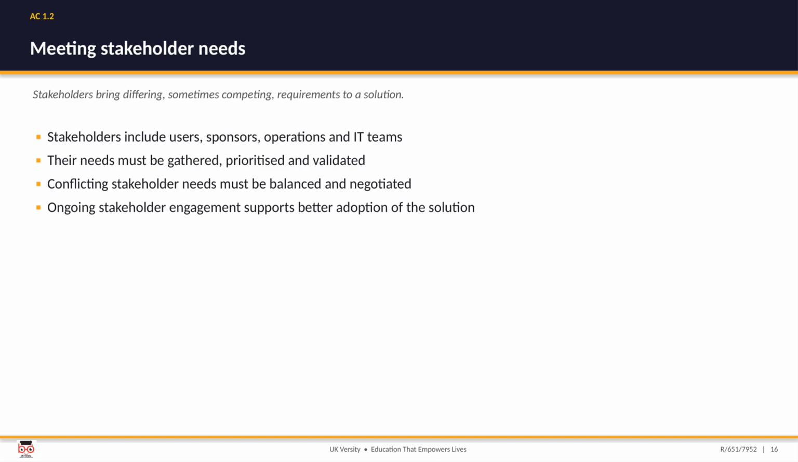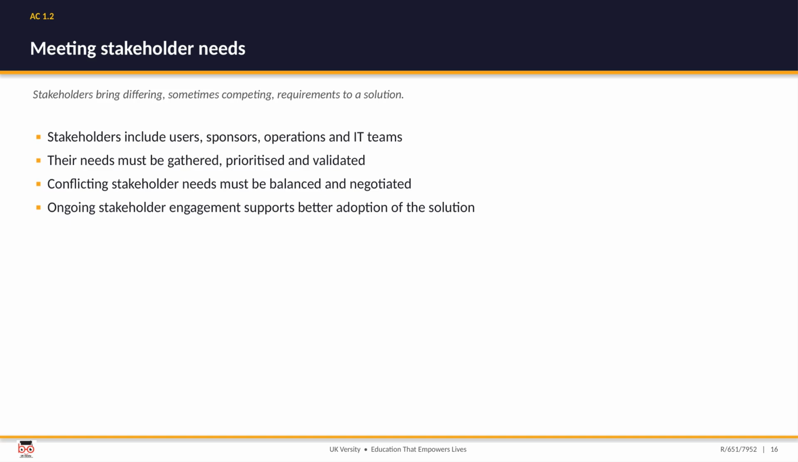Every solution has stakeholders, and they rarely want exactly the same things. Think of the users, the sponsors paying for it, the operations staff who will run it, and the IT teams who will support it. Their needs have to be gathered, prioritized, and validated, and where those needs conflict, part of the architect's job is to balance and negotiate between them.